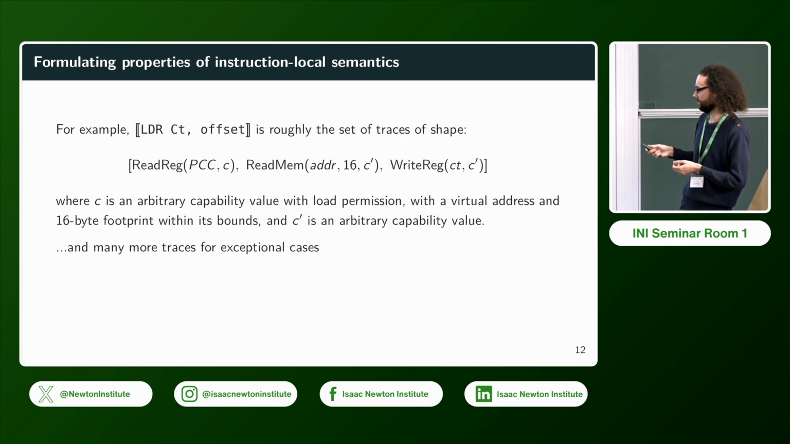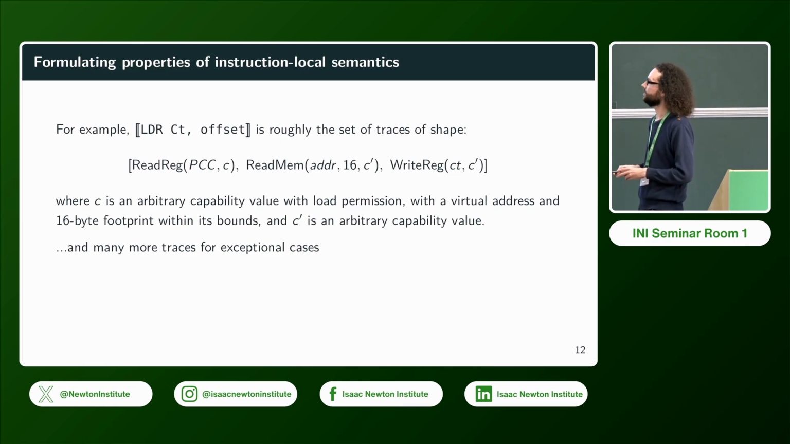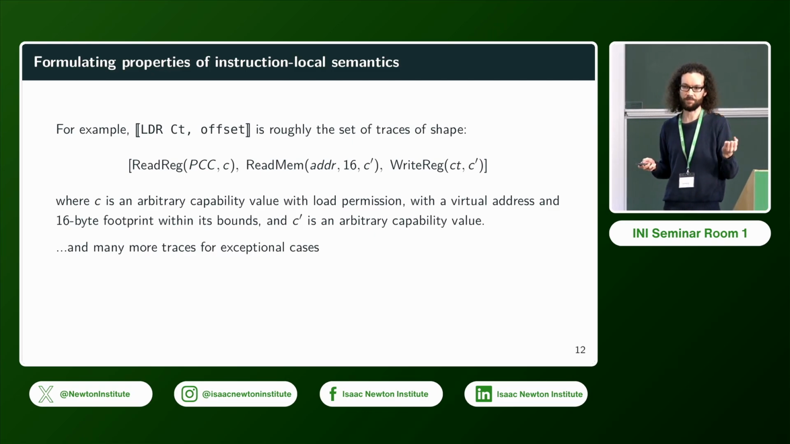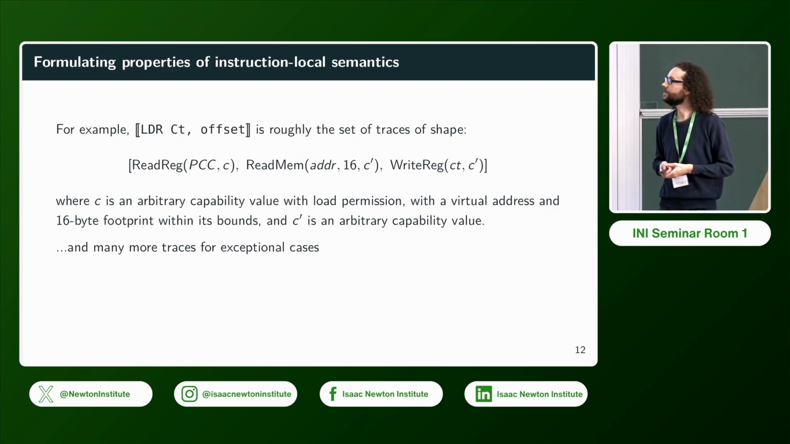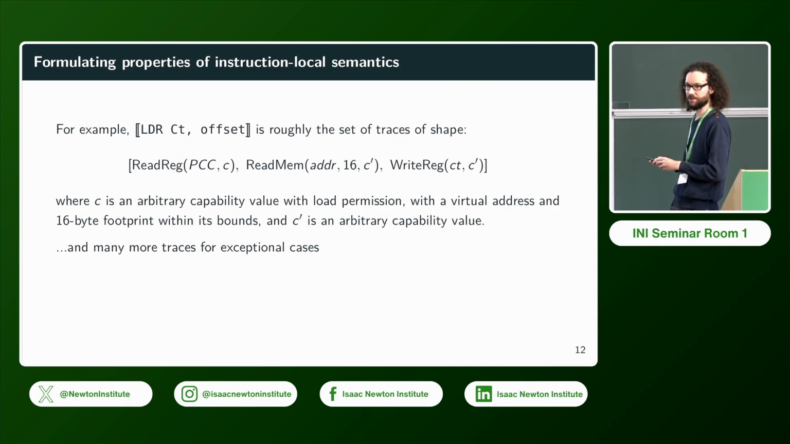So for example, here we have a PC-relative load instruction, and it can generate events like, okay, read the capability from the program counter capability register, then derive an address from that and perform a memory access, and then write the capability that has been read to the destination register. And there are many more events in here, for checking system registers and performing address translation and so on. And there might also be other traces. So for example, if the capability check for the memory access fails, then instead of performing the memory access, the instruction will raise a processor exception.